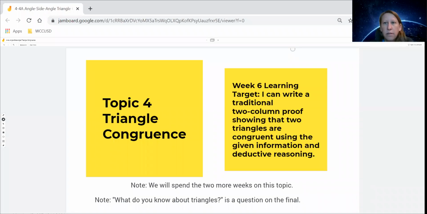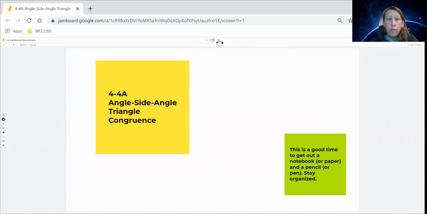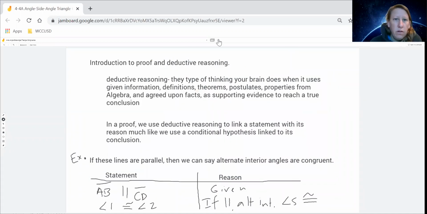Hello, students. We're continuing talking about triangle congruence. Today we're talking about angle side angle triangle congruence. Just a quick review. What are we doing right now? We're doing proofs, and proofs use deductive reasoning.